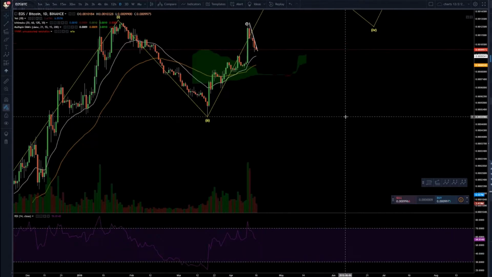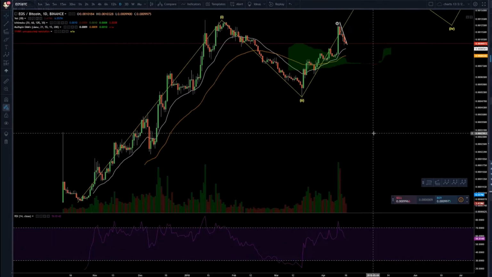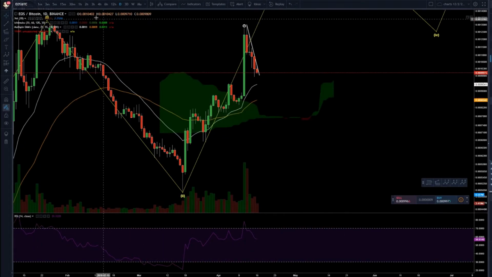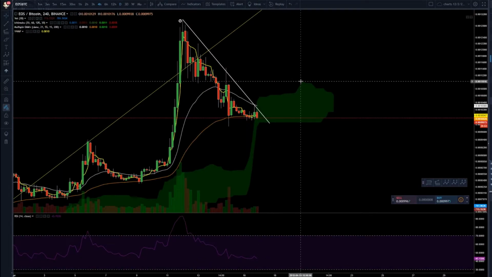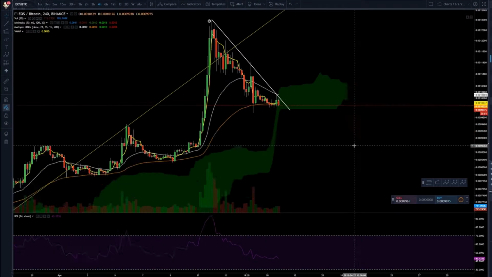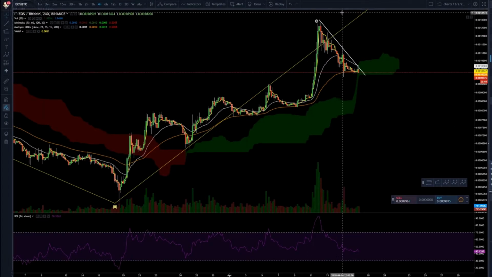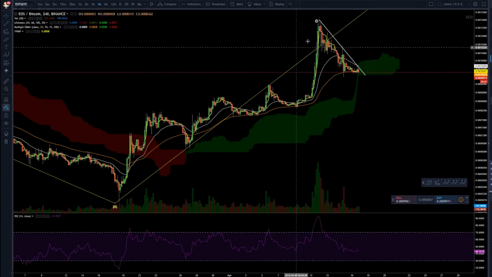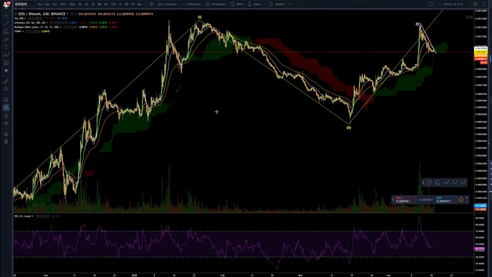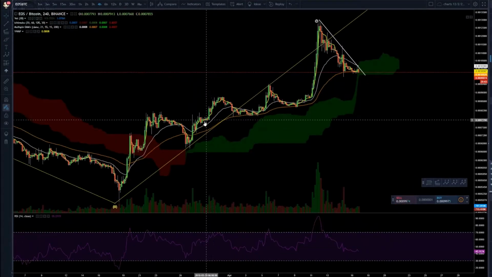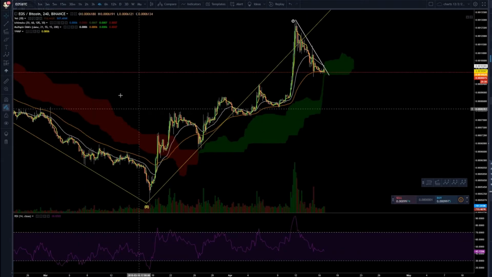Because if we look at the smaller picture, guys, there's no trade for us at the moment in EOS. Because let's zoom in on the 4 hour. What you see here is we're kind of bottoming out. So was this 5 waves already? Was this 5 waves? Well, let's take a look.